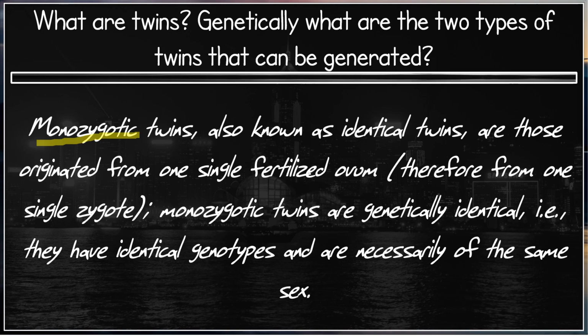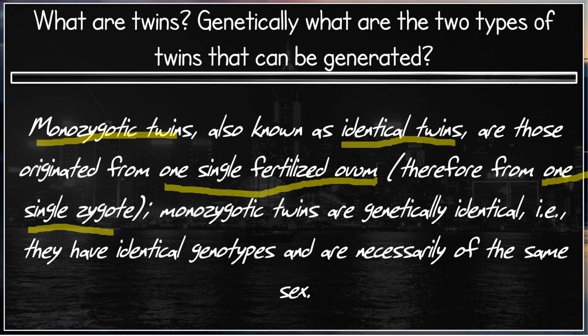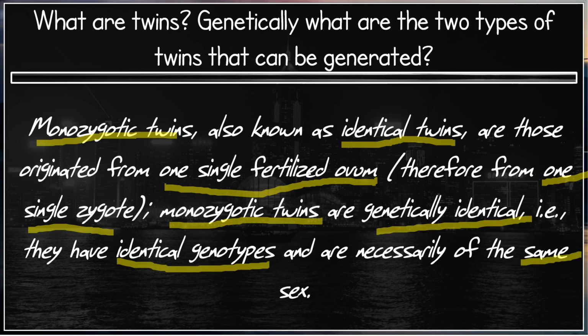Monozygotic twins, also known as identical twins, are those originated from one single fertilized ovum, therefore from one single zygote. Monozygotic twins are genetically identical. That is to say, they have identical genotypes and are necessarily of the same sex.